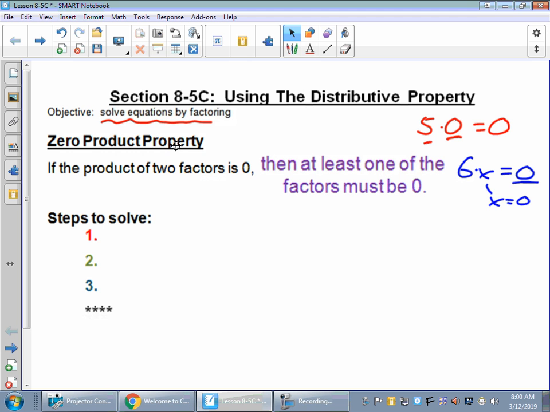So that's going to help us a lot. You're going to hear me use the phrase "set it equal to 0," or "solve means set it equal to 0." When you hear the term set it equal to 0, you're going to set something equal to 0 and then try to solve for it that way.